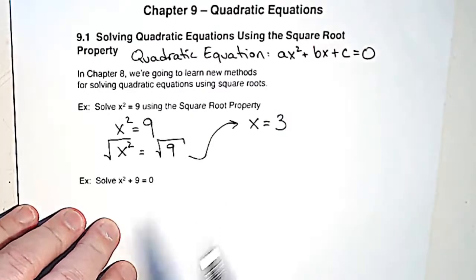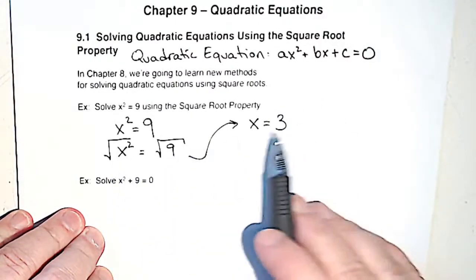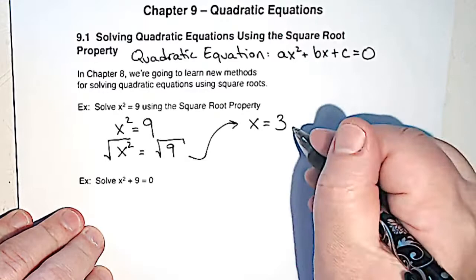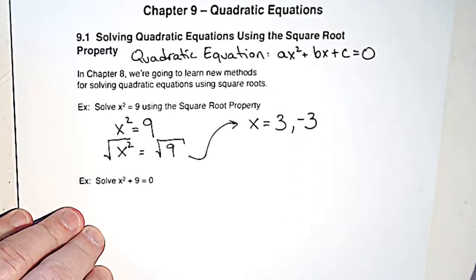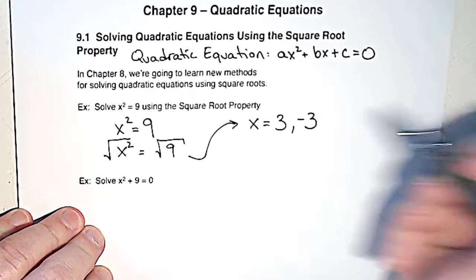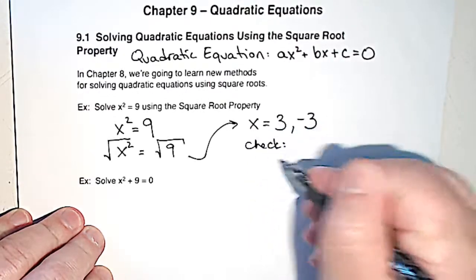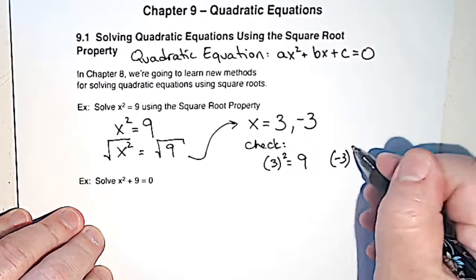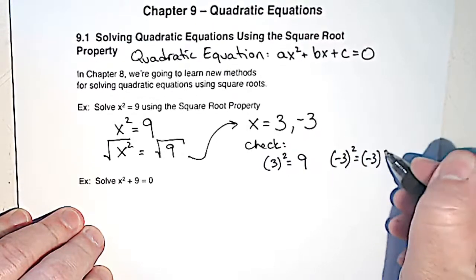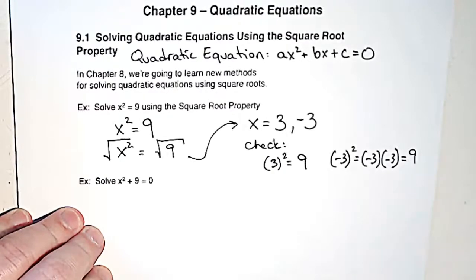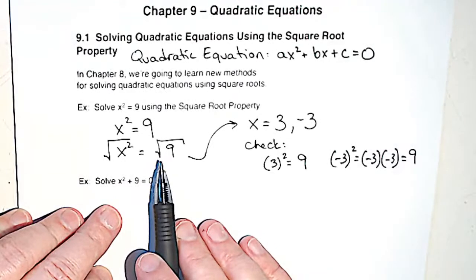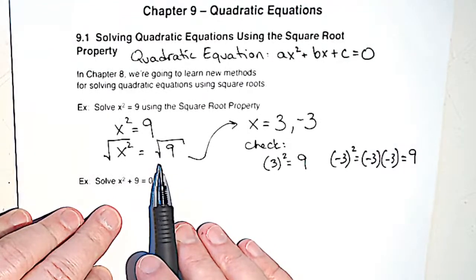You might end up thinking, okay, I take the square root of both sides, x equals 3. There we go. The problem with this is that's not the only answer. There is another answer. We could also have -3, because if you think about it, when you square 3, you get 9. When you square -3, you also get 9.